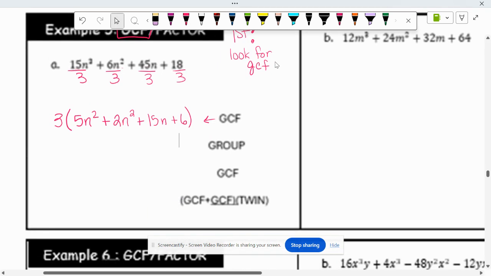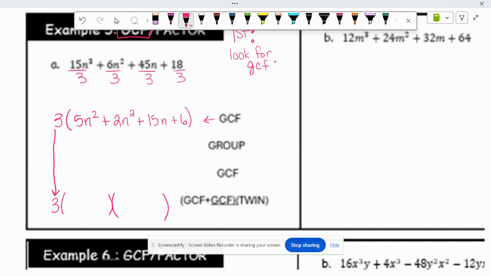Okay. So this 3, I'm just going to put all the way down here. It's still part of the problem. And when I finish, I'm going to have 3 times whatever my GCF plus GCF is and my twin. So let's just group this. If I take 5n cubed plus 2n squared plus 15n plus 6, and I break it up into 2 groups, this is what it's going to look like. Those are my 2 groupings.